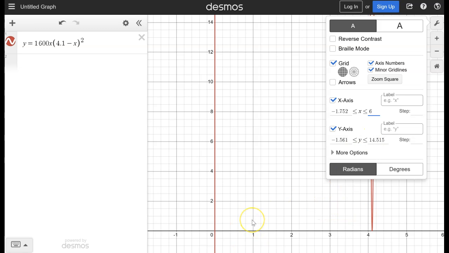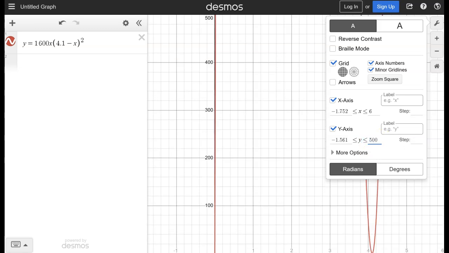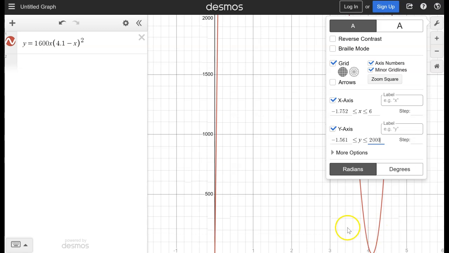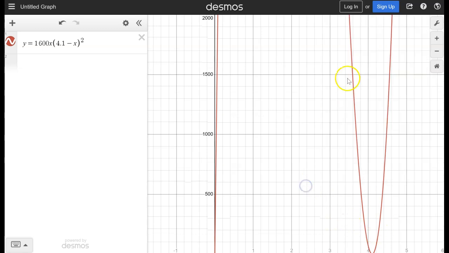That should be plenty based on what we had. And it looks to me like I need to catch a lot more y values. I've got that 1600 out in front as a vertical stretch, so that's not terribly surprising to me. So let's see. I'm just going to try a 500. I'm going to try 2000 maybe with that 1600. Okay, still a ways to go.